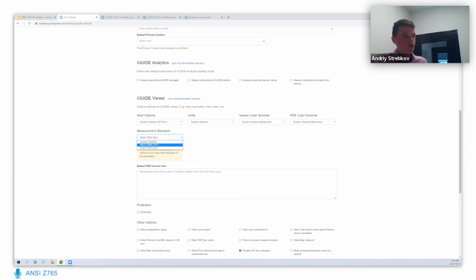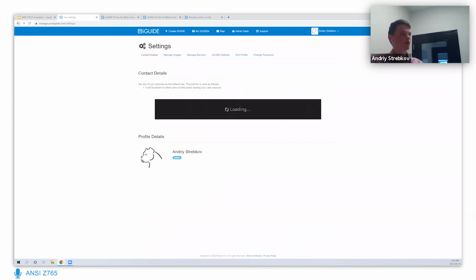So if you're located in the United States, you don't have to actually choose ANSI as a default. It will be your default anyway. One more thing that I wanted to show you.